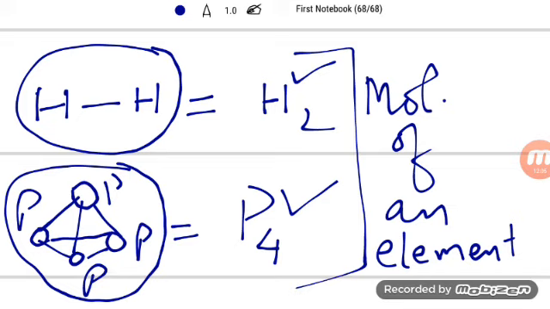Some more examples are there, like oxygen, O2. How many atoms are there? 2 atoms are there, but both the atoms belong to the oxygen element. Likewise in sulfur, what is the molecular formula for sulfur? It is S8, meaning 8 atoms of sulfur are coming closer to make a single molecule of sulfur. So all these examples like H2, P4, O2, S8 are examples of a molecule of an element.